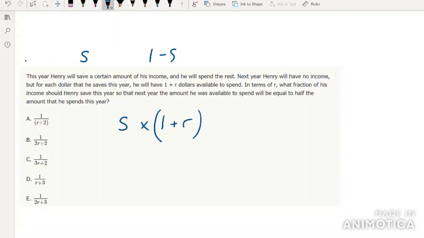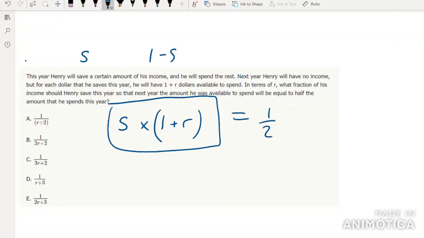In terms of R, what fraction of his income should Henry save this year so that next year the amount he has available to spend will be equal to half the amount that he spends this year? Well, that's the amount he has available to spend, and we need this to be equal to half of the amount he spends this year. Well, that's 1 minus S. In terms of R, what fraction should he save? In other words, what is S?